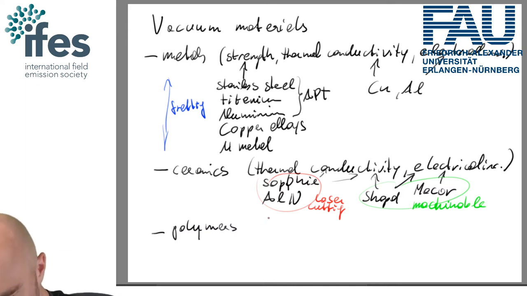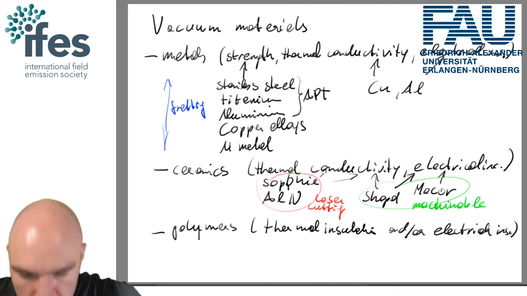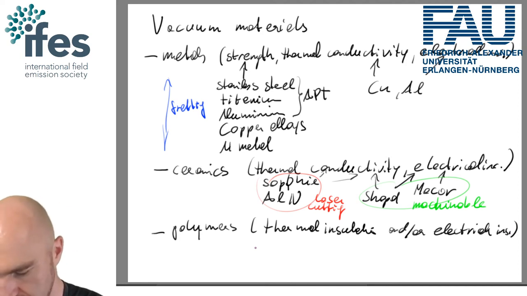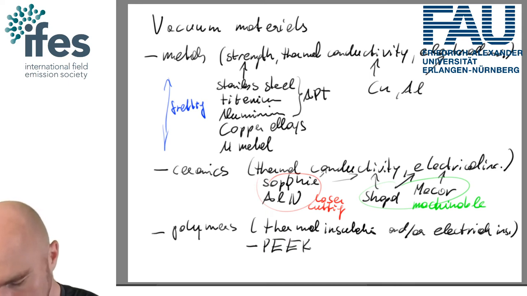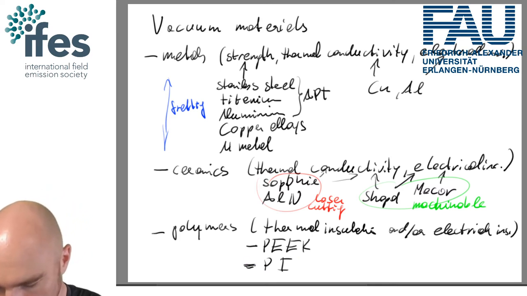And then we have polymers. And polymers we use for thermal insulation and or electrical insulation. And for polymers at the pressure range that we are working at, essentially we are going to be using polyether ether ketone, PEEK, or we are going to use polyimide. Very often you might know it under the trade name Vespel, okay, so polyimide. And to a lesser extent, but in APT we're not going to use it, we can use PTFE, polytetrafluoroethylene.